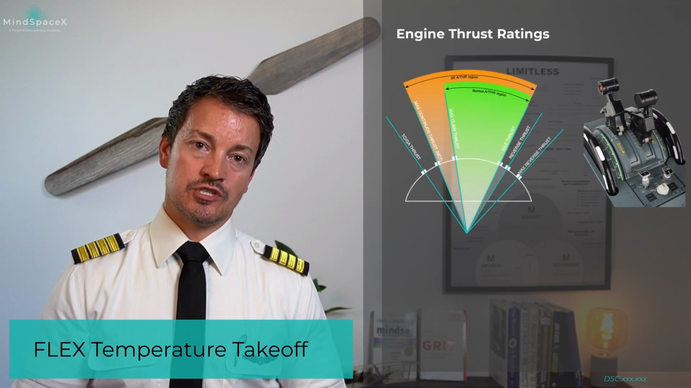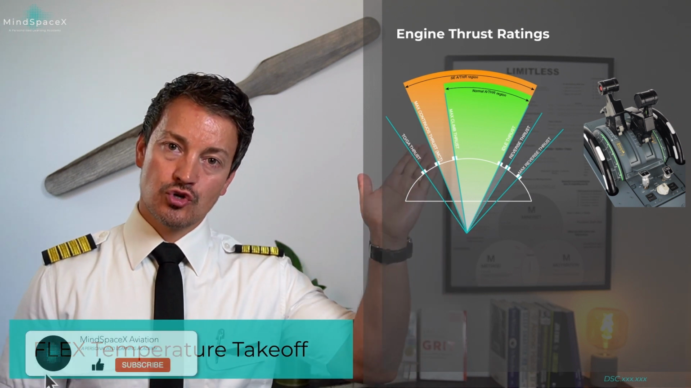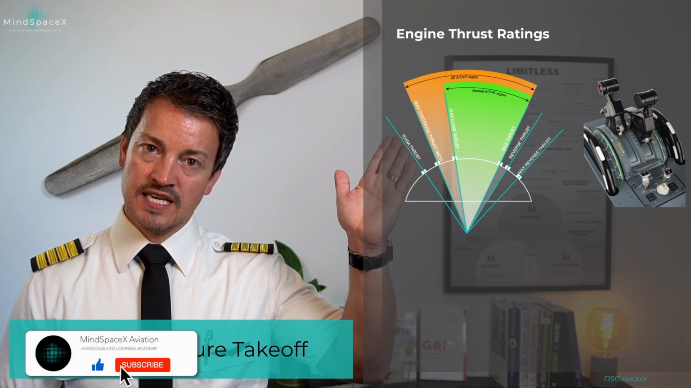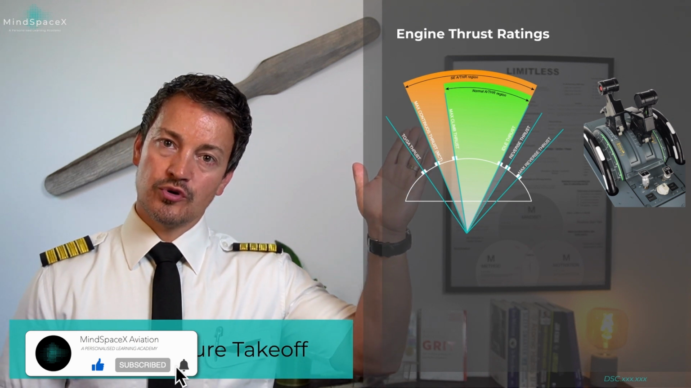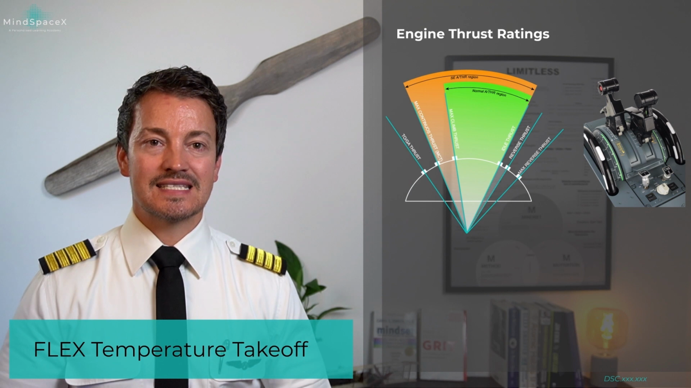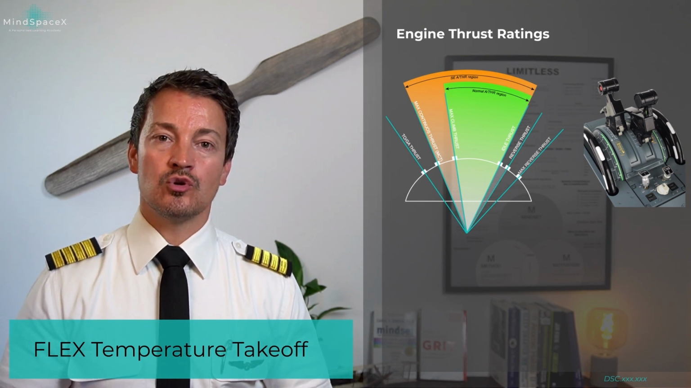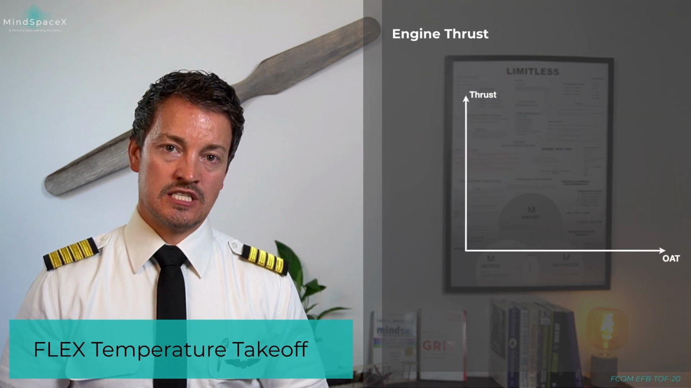Next is the other reduced power takeoff, which is much more commonly used and in fact is used across almost all operators, and that is flexible temperature takeoff. A flexible temperature takeoff does not use the TOGA detent anymore for the takeoff power setting. You're putting the thrust lever when you take off to the FLX/MCT detent, and it will then use the value you have set into the MCDU.